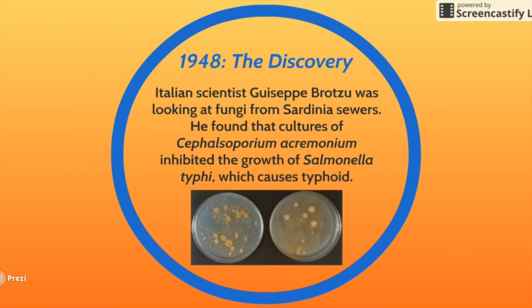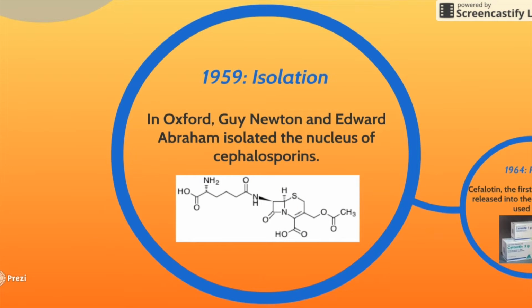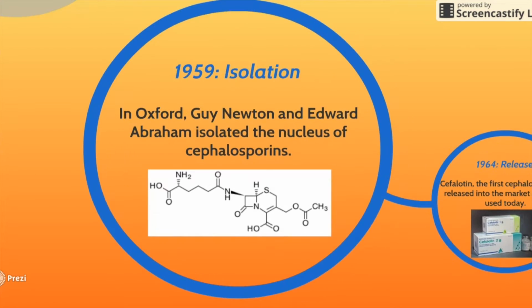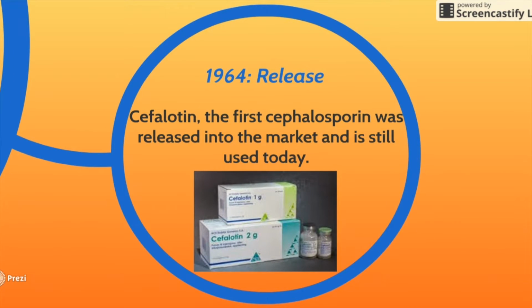Cephalosporins were discovered in 1948 when Italian scientist Giuseppe Brotzu was looking at fungi from Sardinia sewers. He found cultures of Cephalosporium acremonium, which inhibits the growth of Salmonella typhi, which is what causes typhoid. In 1959, Guy Newton and Edward Abraham were able to isolate the nucleus of cephalosporins. Then, in 1964, cephalothin, the first cephalosporin, was released into the market and is still used today.